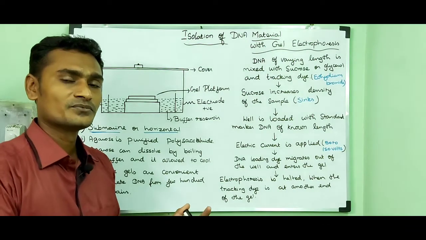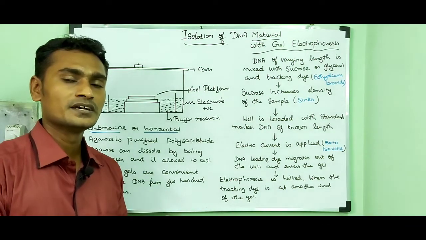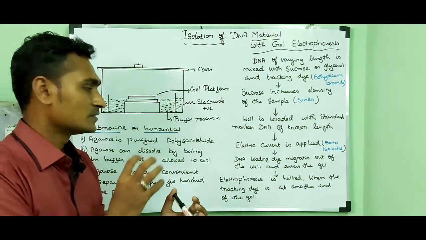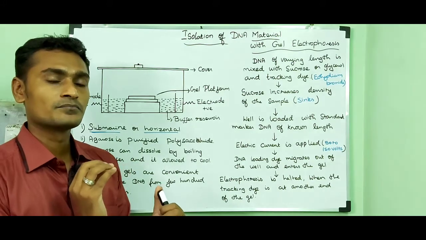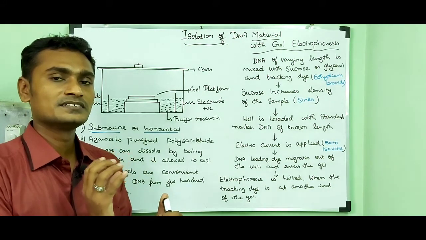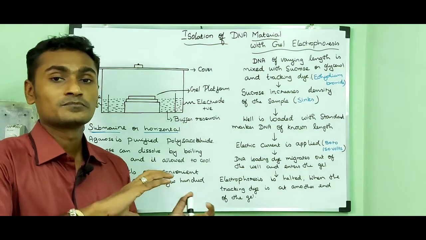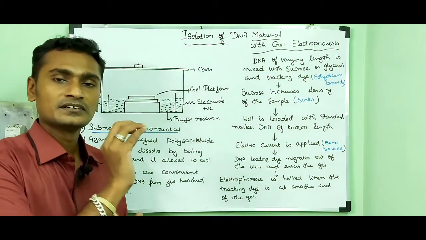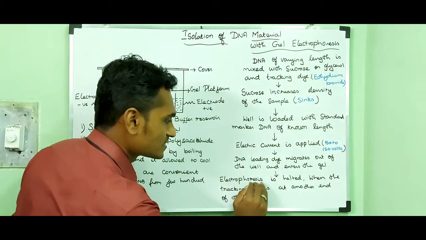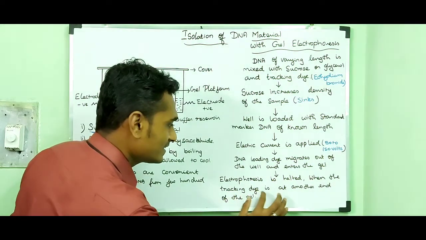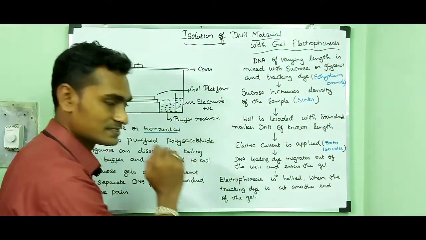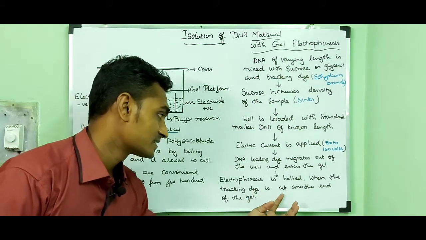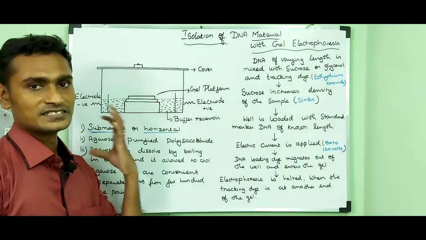Then the movement of the DNA is monitored by observing the dye front. Due to the electric field, the dye migrates, and along with the dye, the DNA also migrates. So we can monitor the movement of DNA by observing the dye front. The electrophoresis is halted when the tracking dye is at the other end of the gel.